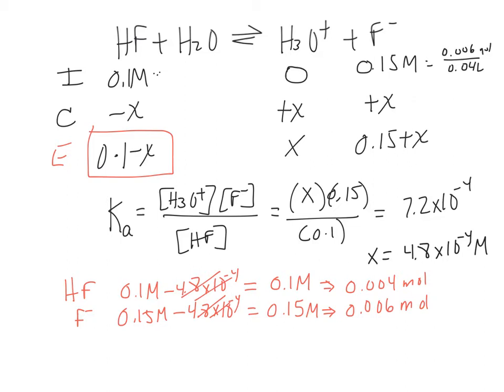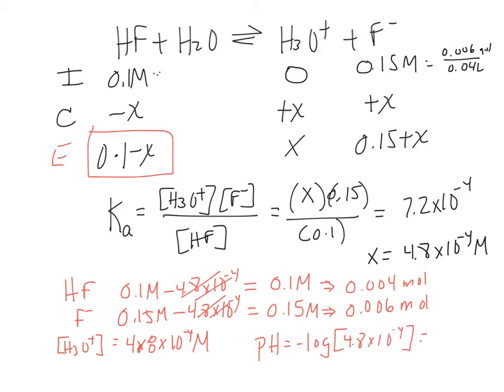However, then it says calculate the pH, and we know that the concentration of the hydronium ions comes out to be 4.8 times 10 to the minus 4 molar. And so the pH, which is the negative log of that concentration, we can calculate that, and that will be the answer to this problem. 3.3 is the correct pH.